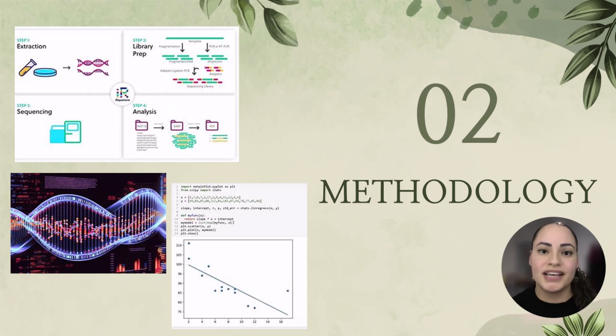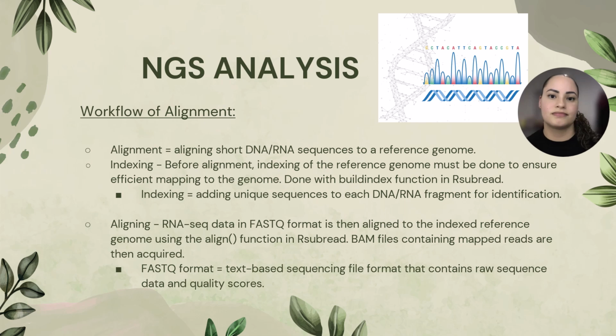Hi, my name is Infinity, and I will begin discussing the methodology for how we determine the effects of lead on Arabidopsis thaliana. So the first step of our NGS analysis methodology is to do alignment. So what is alignment? It is the aligning of short DNA or RNA sequences to a reference or a known genome. Before the actual alignment can be done, indexing needs to be completed. Indexing is when unique sequences are added to each DNA or RNA fragment. That way they can easily be identified from each other.